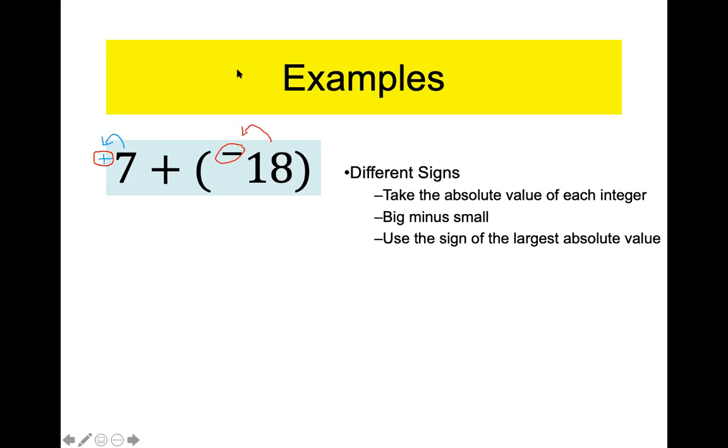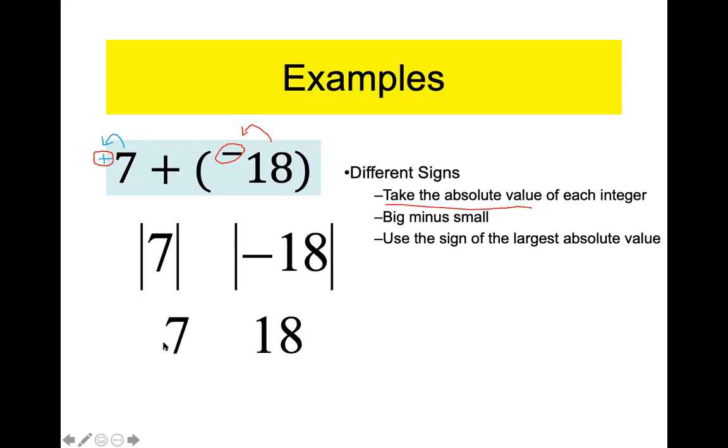Those are different signs. The rule for different signs says take the absolute value of both. Absolute value of 7 is not -7. The absolute value of 7 is 7. The absolute value of -18 is 18. So I got 2 numbers, 7 and 18. Notice 1 is big and 1 is small. So when we do the subtraction, it says do big number minus small number. So that would be 18 minus 7. 18 minus 7 is 11.